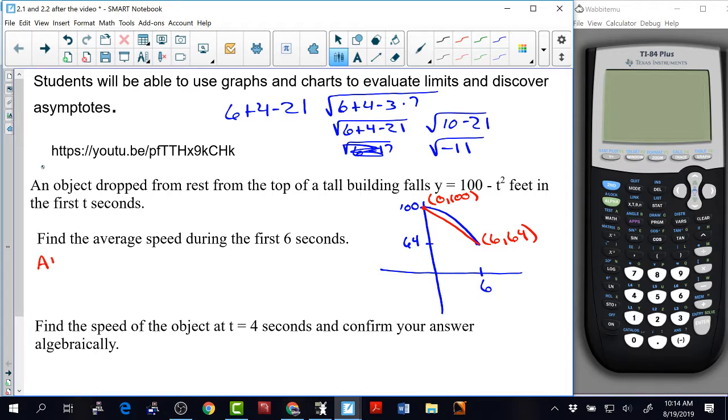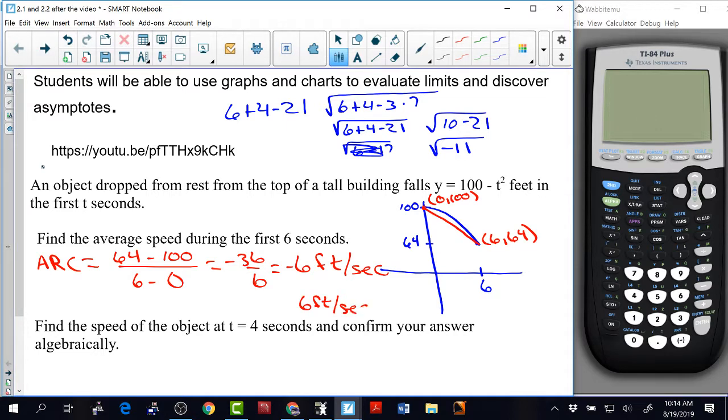So we say that the average rate of change is equal to y2 minus y1 over x2 minus x1. It's the slope of the secant line. It's equal to negative 36 over 6. So negative 6 feet per second is the velocity. 6 feet per second is the speed. Velocity has direction, speed does not have direction.